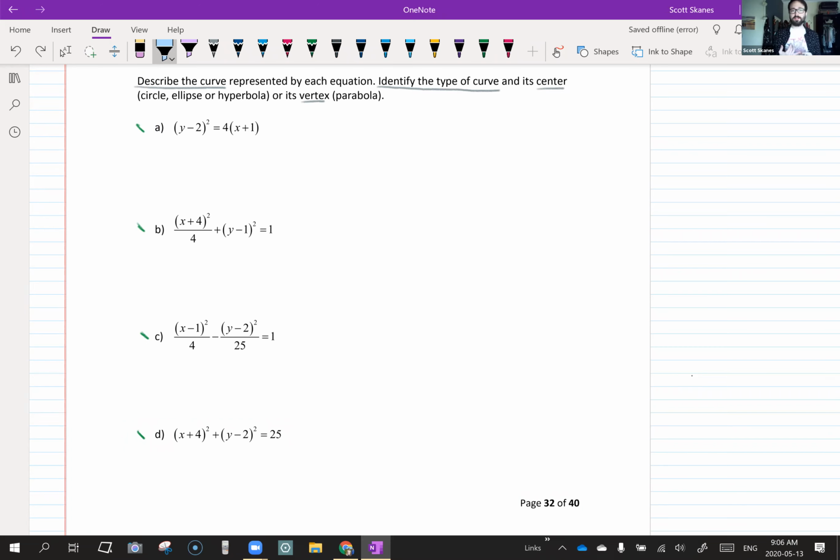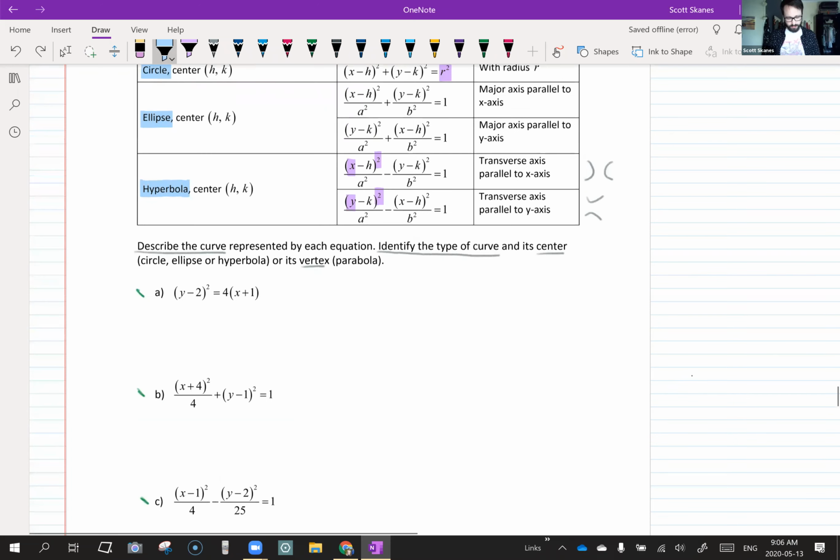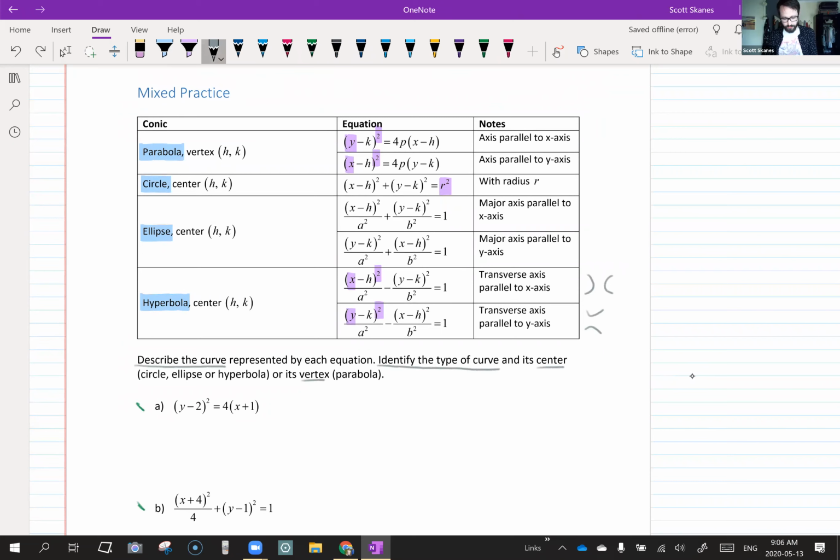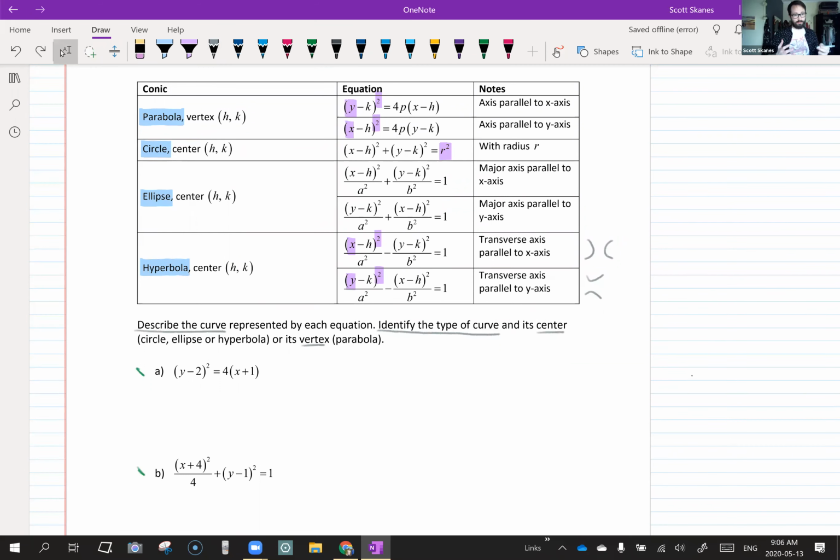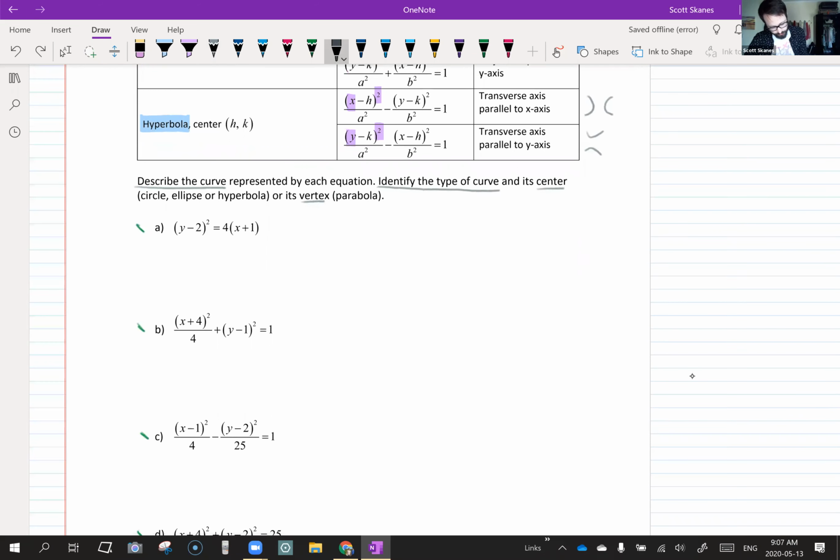I'm going to say it's not a circle because remember, with circles, we should see two squared values. X and Y should have squared things going on, and we do not see that here. So we can't have a circle. We noticed with ellipses, we have squared values. With hyperbolas, we have the same case: X and Y have squared values. So we actually only have one choice. What's it going to be? It's going to be a parabola. Yes, exactly. So it's a parabola.